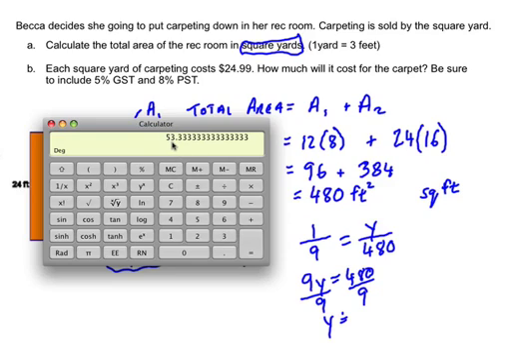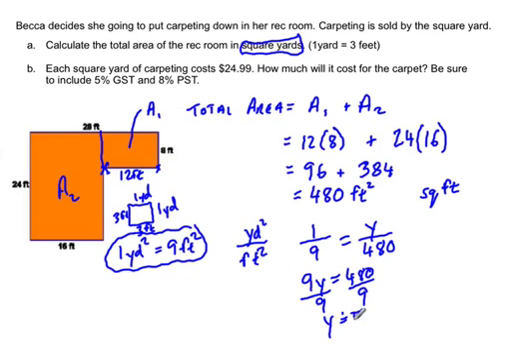about 53. Now she's not going to be able to buy 53 yards because that won't be enough carpeting. So she's going to need to buy at least 54 square yards of carpeting, and she might need to buy more for cutting and waste and so forth. So the room then is about 54 square yards.